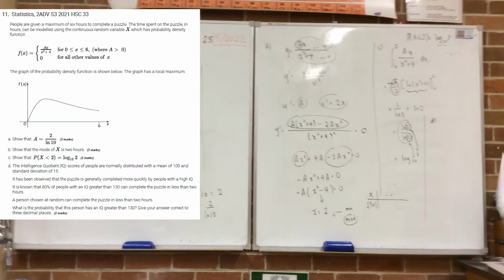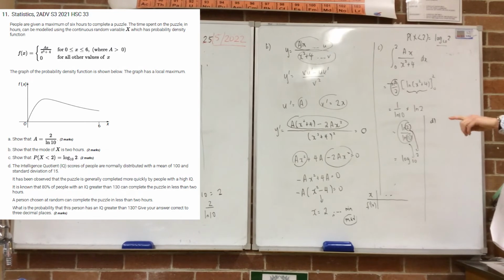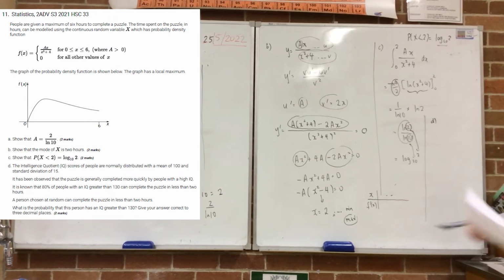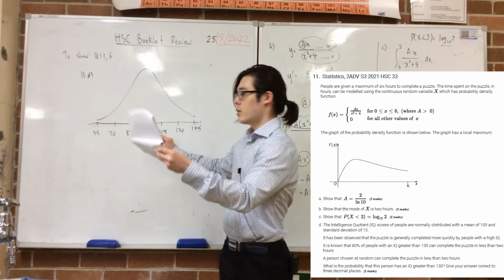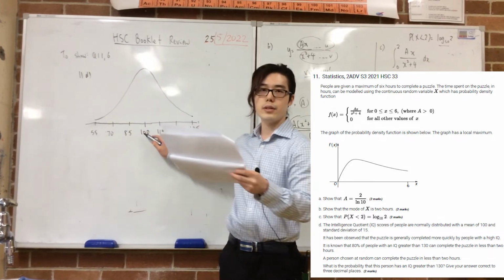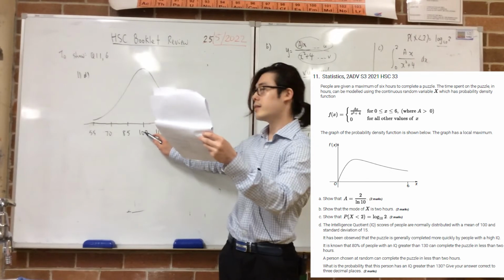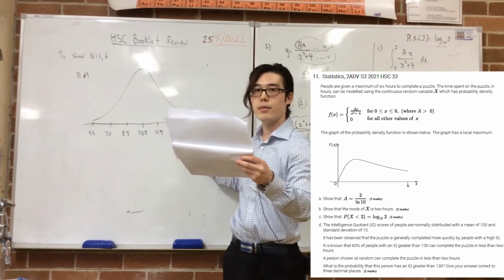Okay, before I move on, girls, I need more space than that. Can you take a photo of this? Because I want that side of the board. The people are normally distributed, which I drew up on the board. It says it's got a mean of 100, so it's there, and a standard deviation of 15. So I've written it up there.